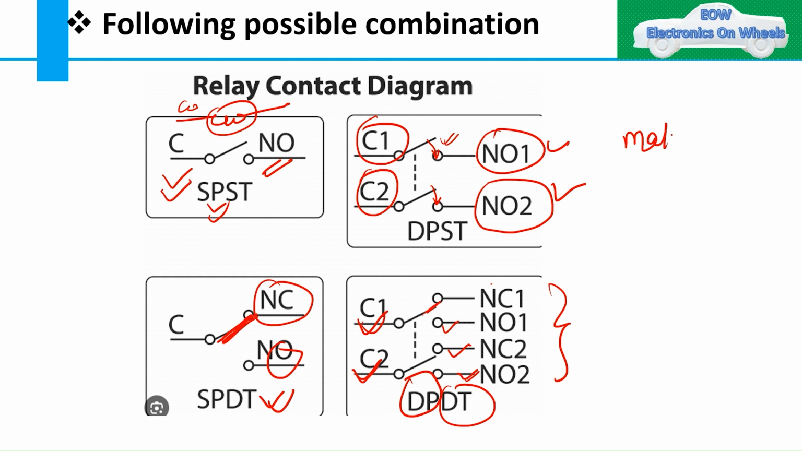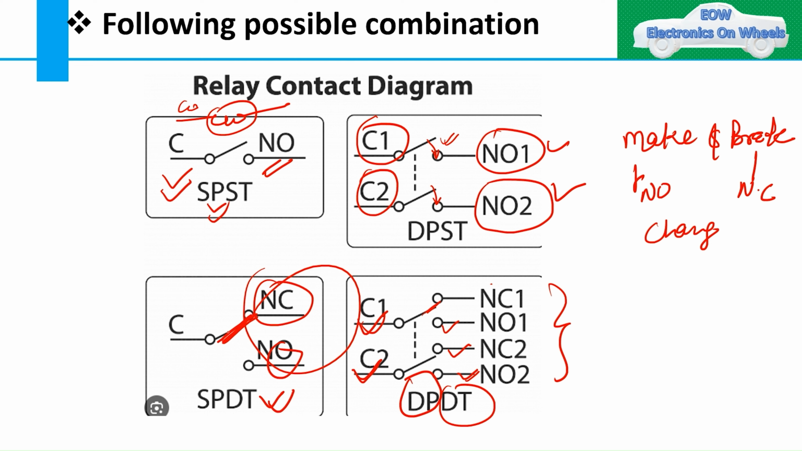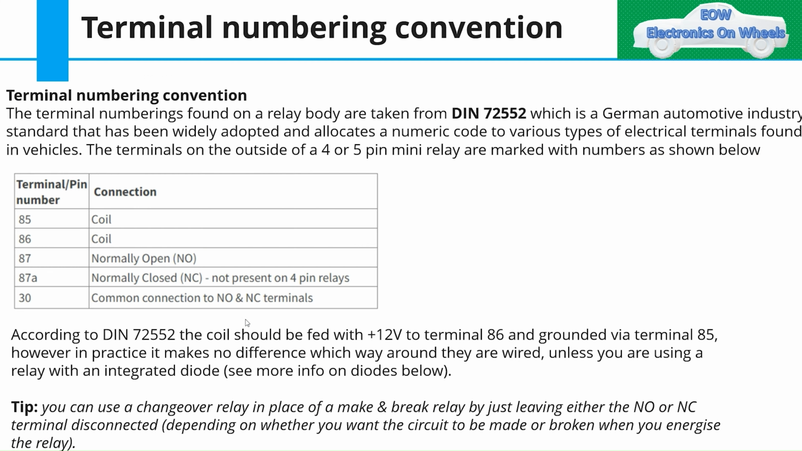But the concept remains the same: make and break. As I told you, make means normally open, break is normally closed, and the other one is the changeover relay. A changeover relay means that you can have two types of situation where you can throw your contact either normally open or normally closed.